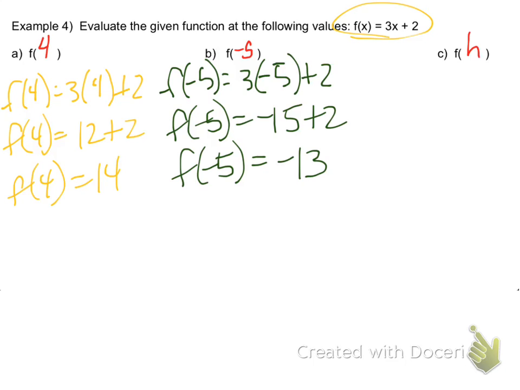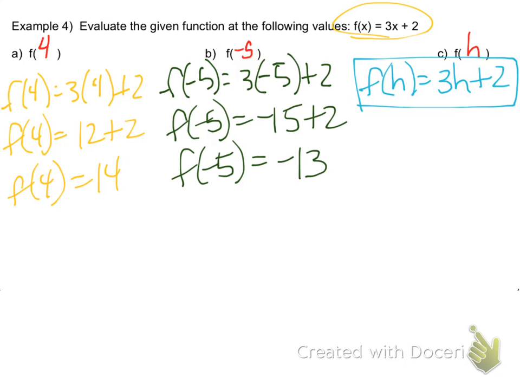And now let's try to evaluate it at f of h. In the same way that you can't simplify 3x plus 2, all this is doing is telling us that we're going to replace x with h, so that over here we must still replace the x with h. We still can't simplify this, so f of h is simply 3h plus 2.